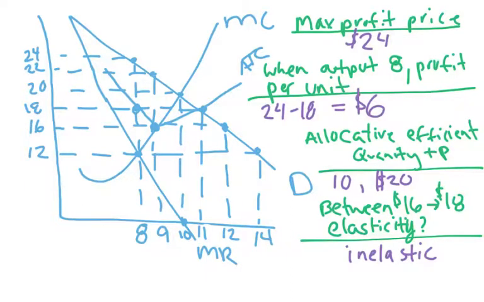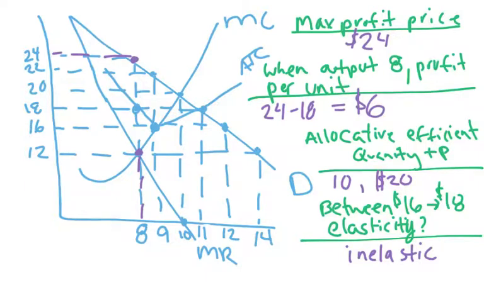All right, so here are your answers. The maximum profit price, so you want to find where MC equals MR first. You're going to go all the way down and then all the way up to notice that your price will be right here at 24. When output is 8, what is the profit per unit?